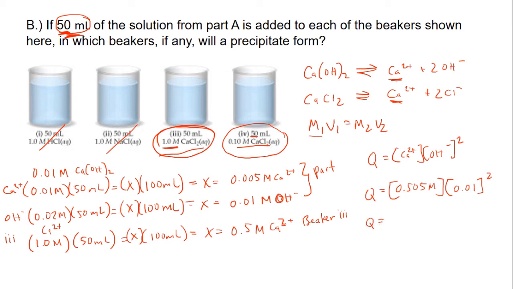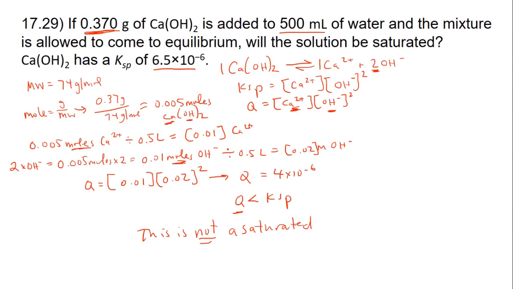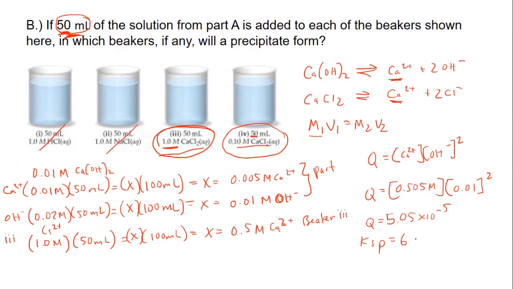0.01 squared times 0.505, and we find Q equals 5.05 times 10 to the minus 5. And remember, KSP was something on the order of 6.5 times 10 to the minus 6.